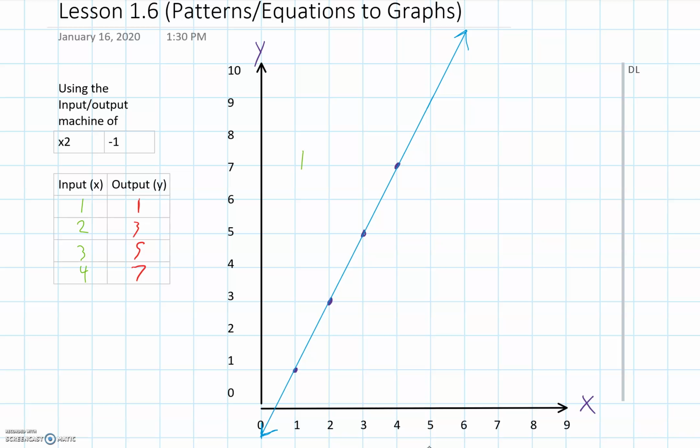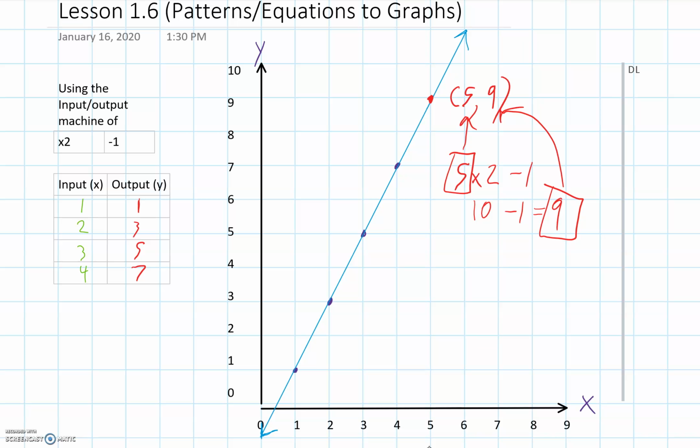So this ordered pair here, this is the really cool part. This is where it gets really exciting. According to our graph, this ordered pair is 5, 9. That's our ordered pair. Now, using the input-output, we have 5 times 2 minus 1. 5 times 2 is 10, minus 1 is 9. Wow, look at that. 5 and 9. So our graph can do the input-output machine for us. It's an amazing thing. It's really the whole purpose of graphing.